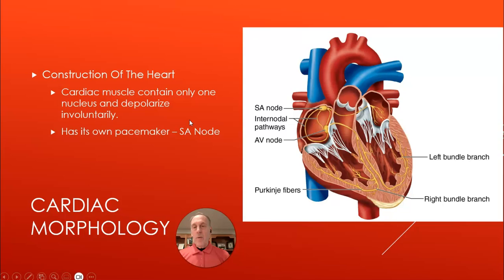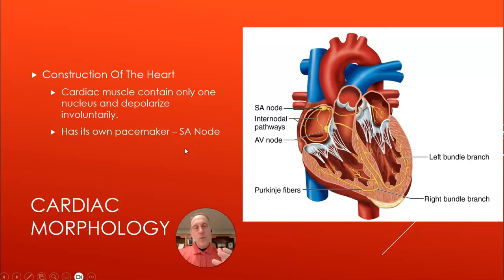When you look at cardiac muscle itself, it's unlike regular striated muscle fiber. It only has one nucleus and depolarizes involuntarily. So it tells you that there's something a little bit different about how the central nervous system interacts with the heart as opposed to the rest of the body.